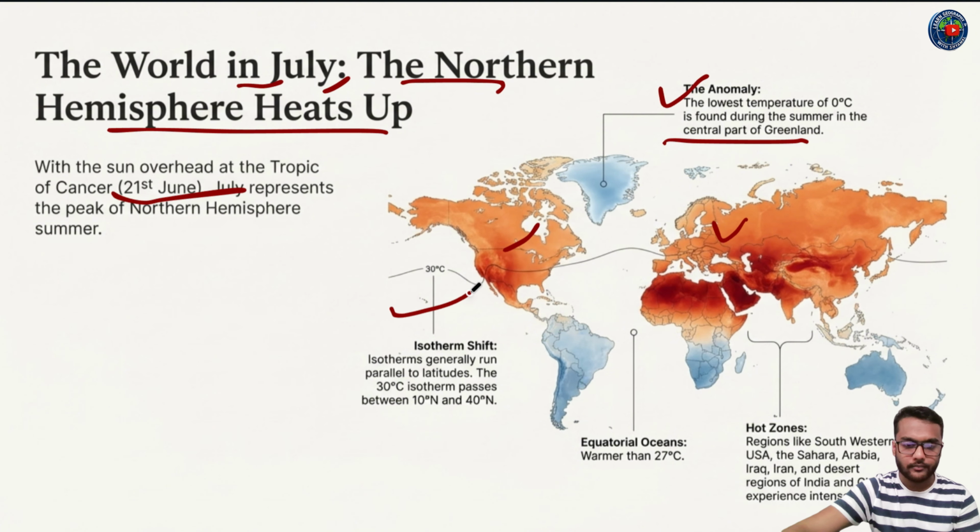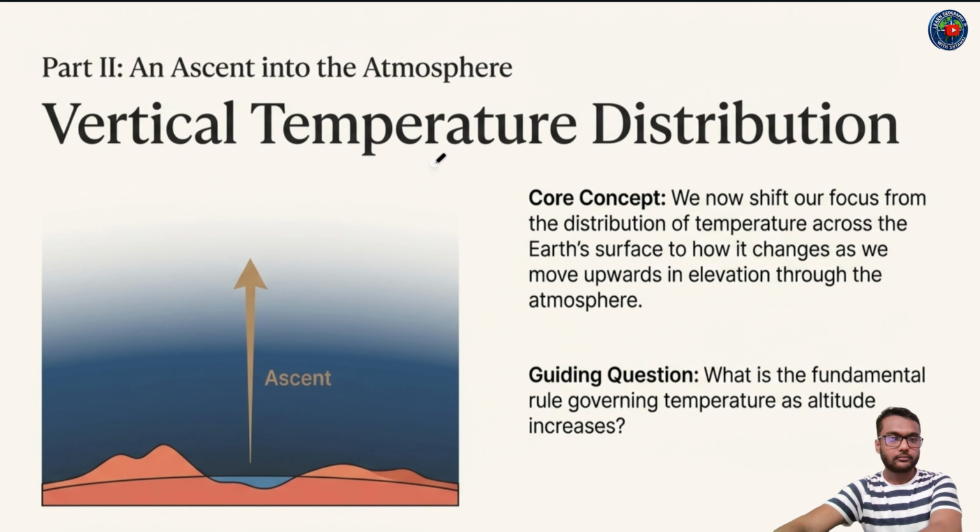Then isotherm shift. The isotherms generally run parallel to latitudes. The 30 degree Celsius isotherm passes between 10 degree to 40 degree north latitude. Then equatorial oceans warmer than 27 degrees Celsius. In hot zones, regions like southwestern USA, the Sahara, Arabia, Iran, Iraq, and desert regions of India and China experience intense heat. Okay, this is the temperature distribution during July months in the northern hemisphere.